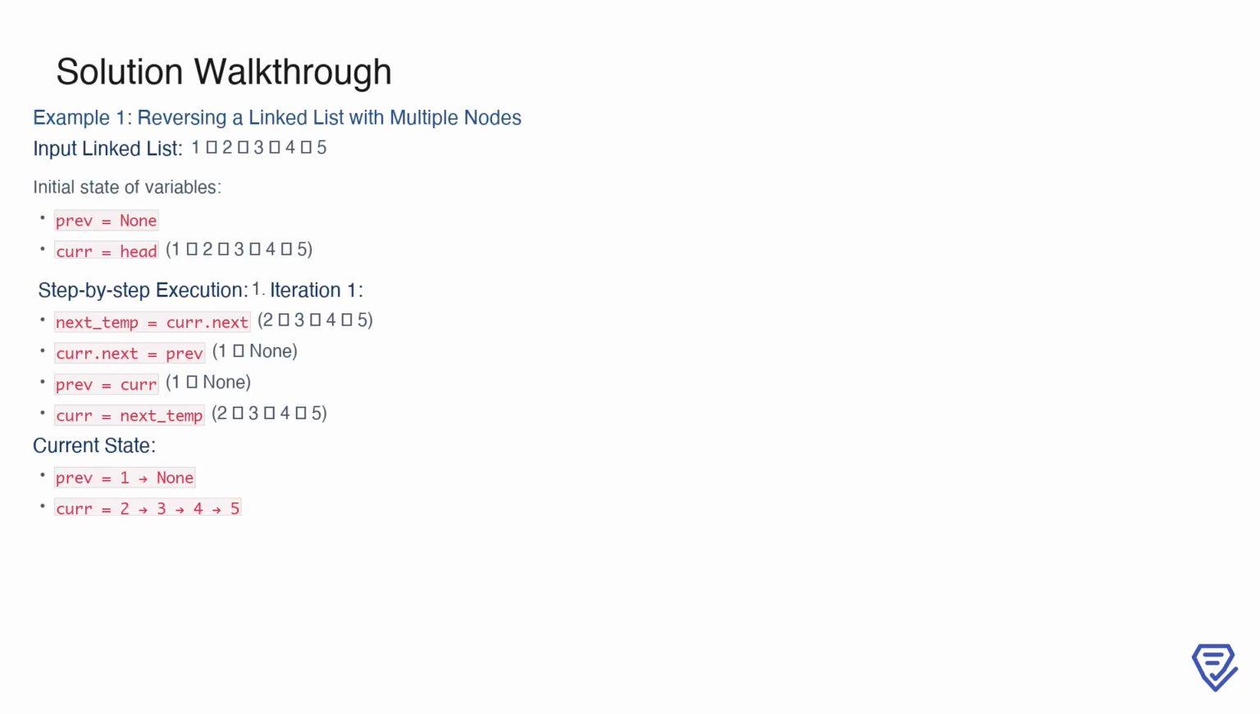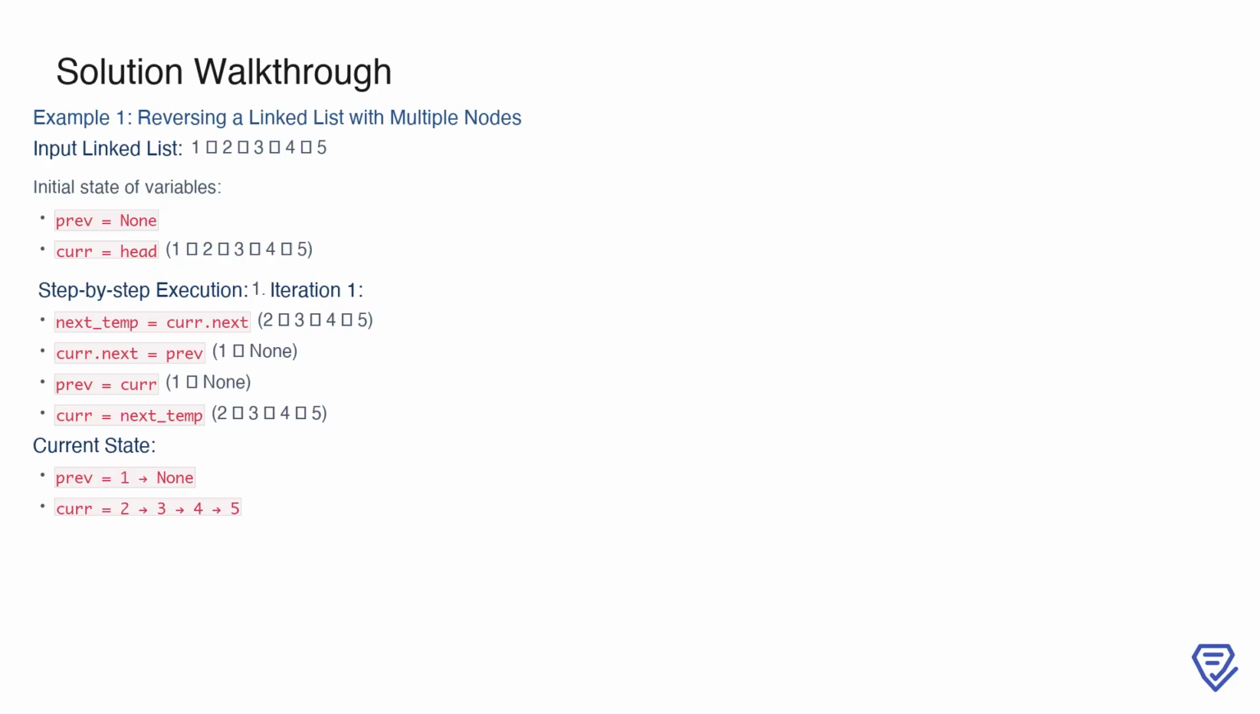Here, we begin with an example of reversing a linked list with multiple nodes. The input linked list is 1 2 3 4 5. Initially, we set previous to None and cur to the head of the list, which points to 1. In the first iteration, we store the next node, 2 3 4 5, in next_temp. We then reverse the direction of the cur node by setting cur.next to previous, making 1 point to None. Next, we move previous to the current node, which is now 1 None, and shift cur to next_temp, which points to 2 3 4 5.